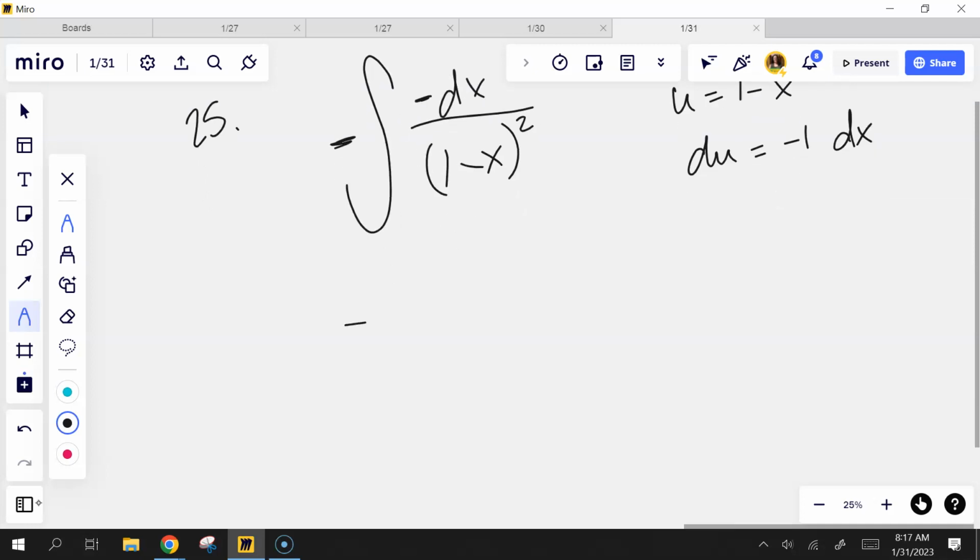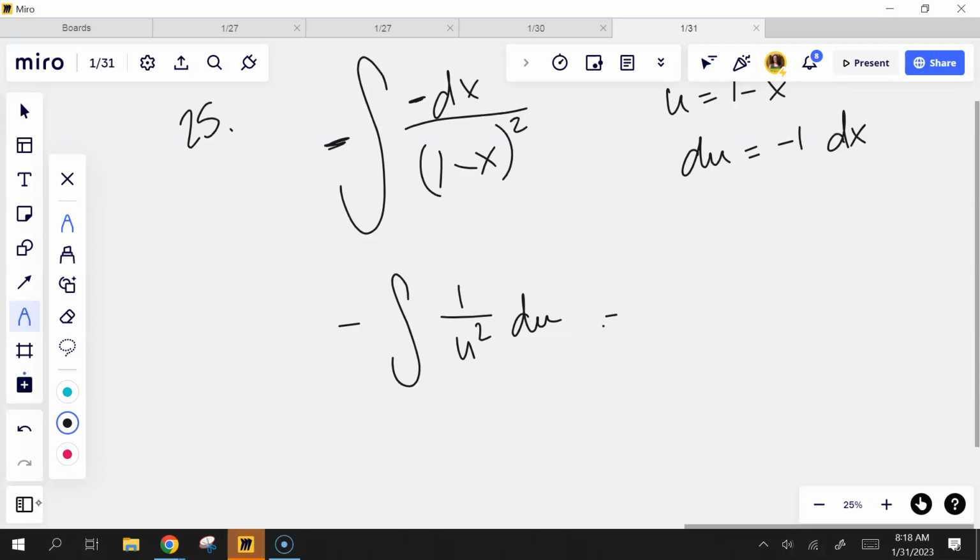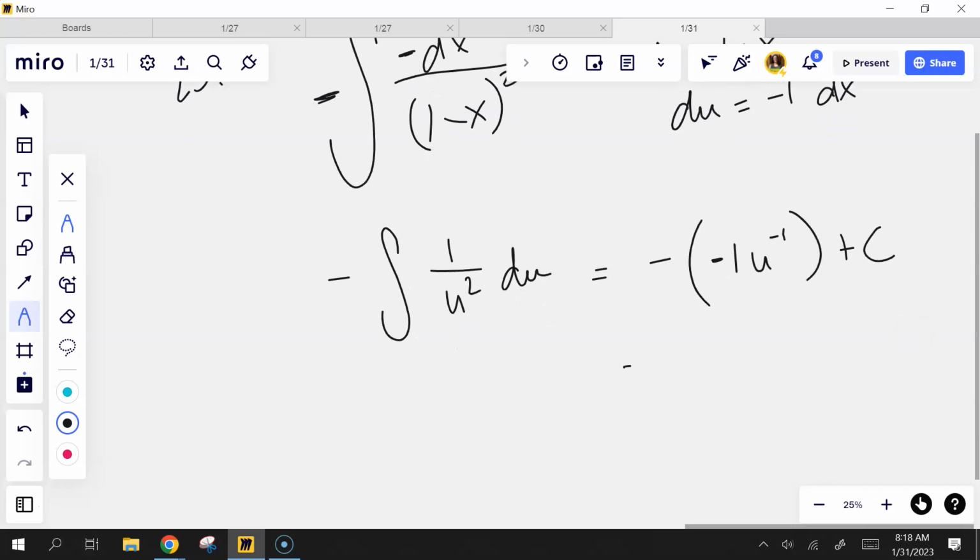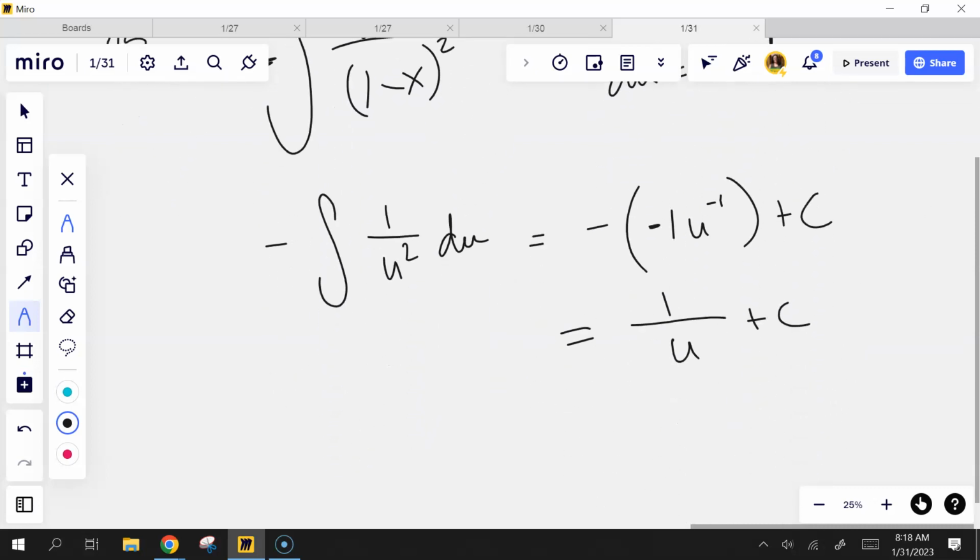And so I end up with negative the integral of 1 over u squared. I can use that exponent property for the antiderivative and just add 1 to it. This is really negative 2, and negative 2 plus 1 is negative 1. So negative 1 u to the negative 1. Lots of negatives here, but these two cancel. So I end up with 1 over u plus c. And what was u originally? 1 minus x.